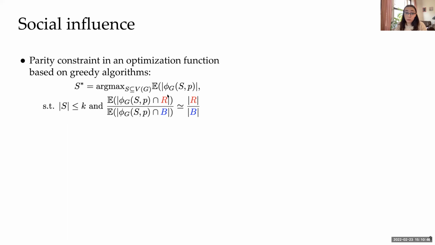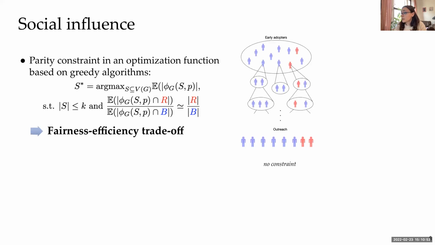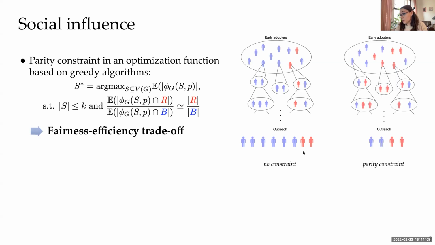And what happens with this kind of solution is that you end up with a fairness efficiency trade-off, which means the following. If you don't constrain the problem and you simply try to solve it based on some centrality metrics, for example, you end up with a pretty good outreach. A lot of people hear this information, but one of the groups is underrepresented. With such parity constraints, you might get better representation of who heard this information, but there are just going to be fewer people. So this is what this trade-off means.